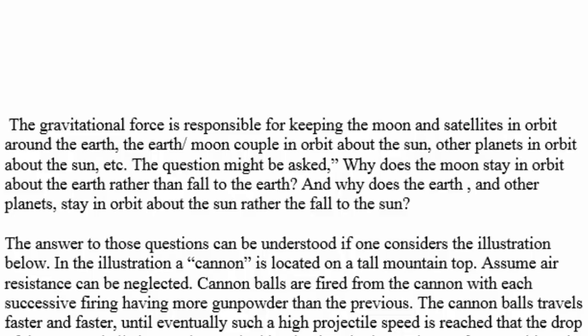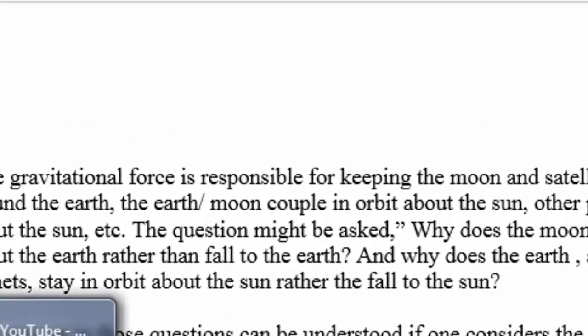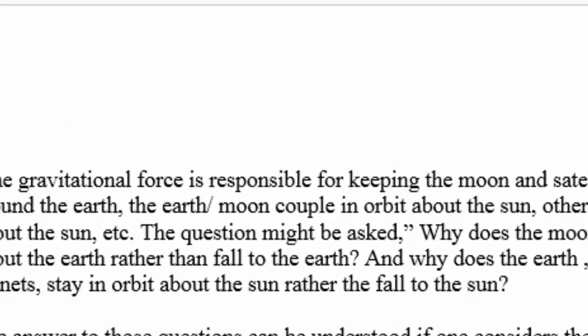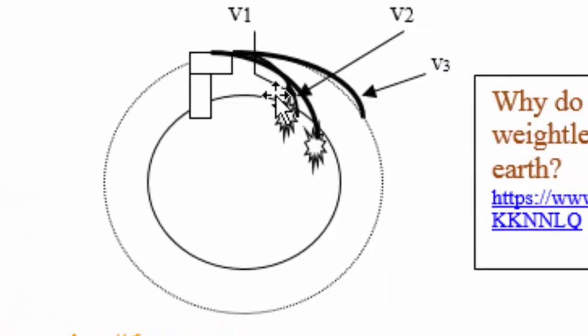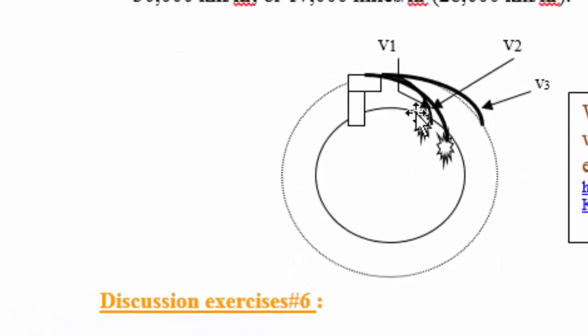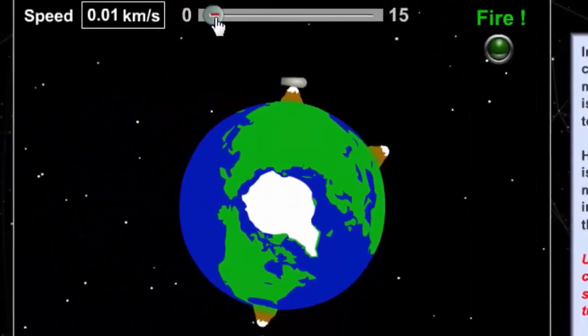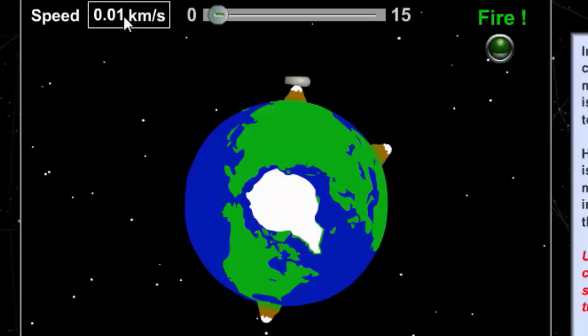The secret to the orbital motion lies in the concept of free fall. And in order to understand that, let's look at this demonstration. Imagine a cannon firing a cannonball with high speed. Let's say, for example, you start with very low speed, let's say around 0.01 kilometer per second, and you can see the cannonball will fall directly toward the earth.